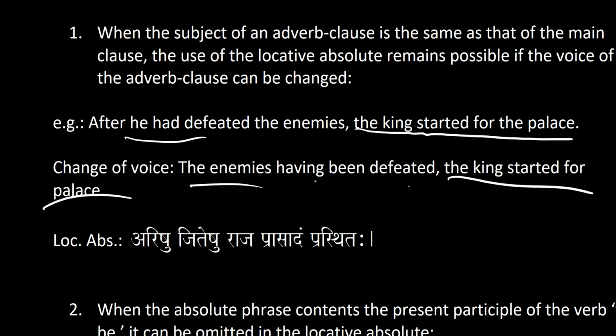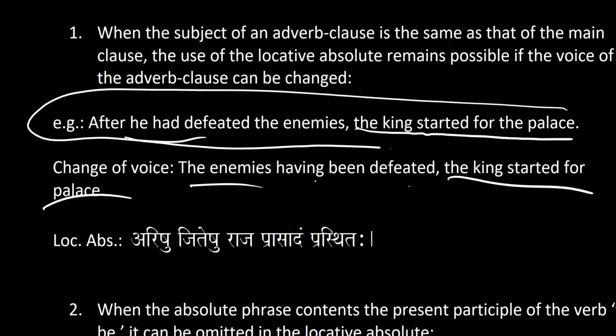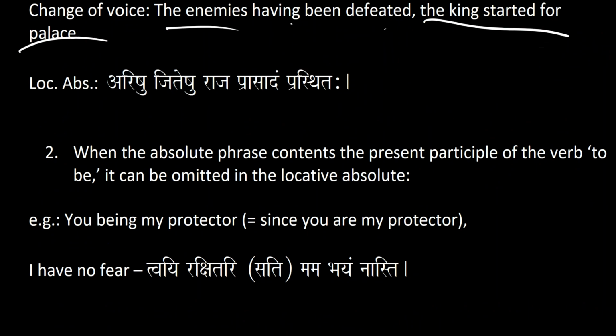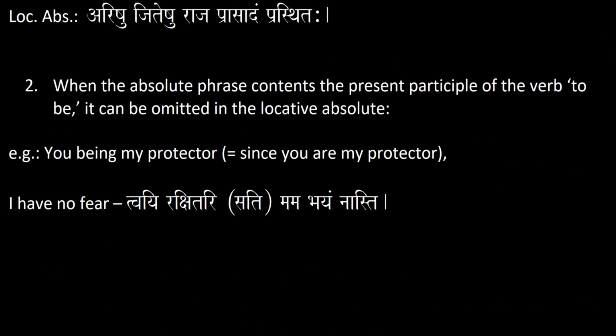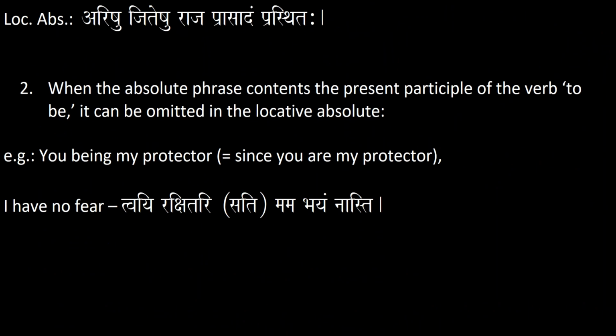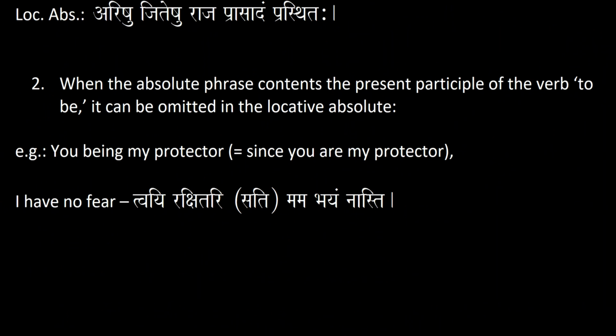You cannot put this sentence in the locative absolute because you have the same subject for both parts of the sentence. Now, the other exception is when the absolute phrase contains the present participle of the verb to be, which is as. It can be omitted in the locative absolute.